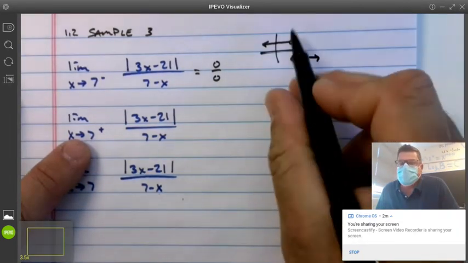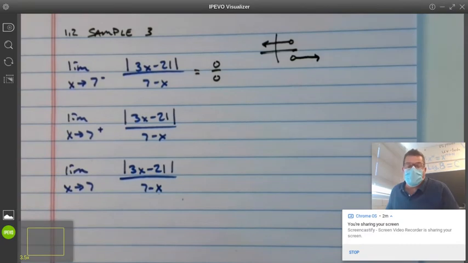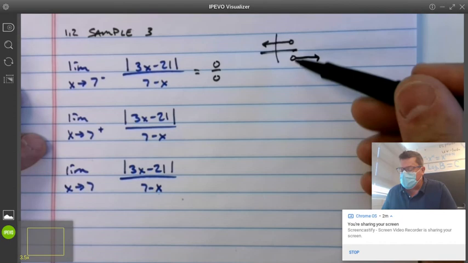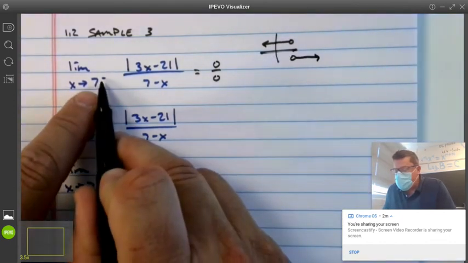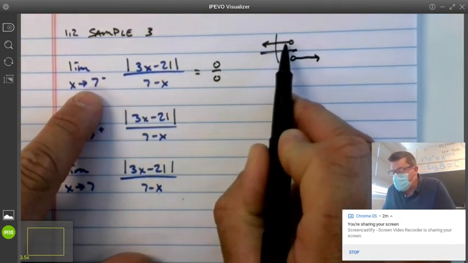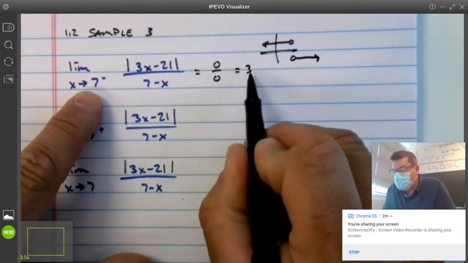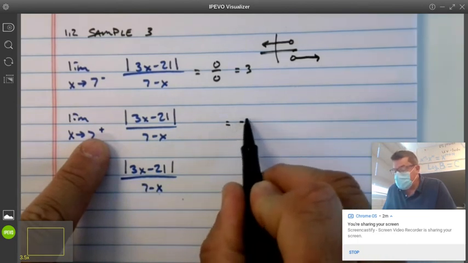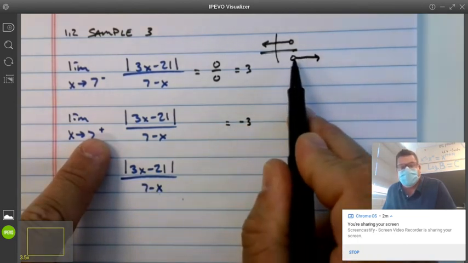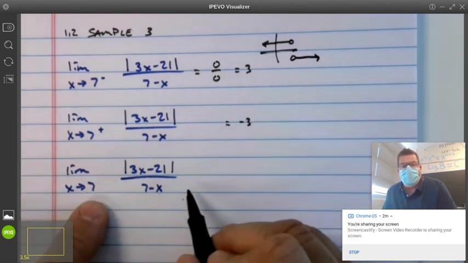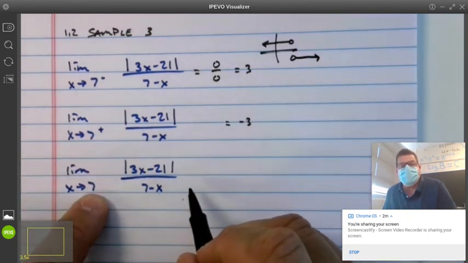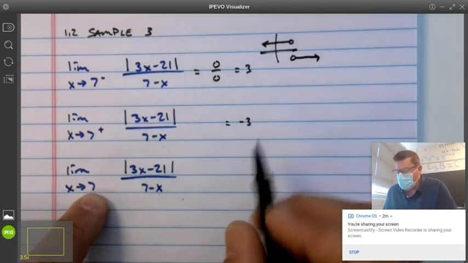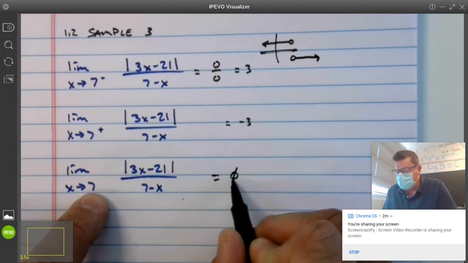At 7, it's discontinuous, and we're going to talk about discontinuity next week, but this one has a jump discontinuity. So as we hone in on this limit from this side, it's 3. As we hone in on the limit from this side, it's negative 3 down here. So as we hone in on 7 bidirectionally, since these two values aren't the same, then this doesn't have a limit.